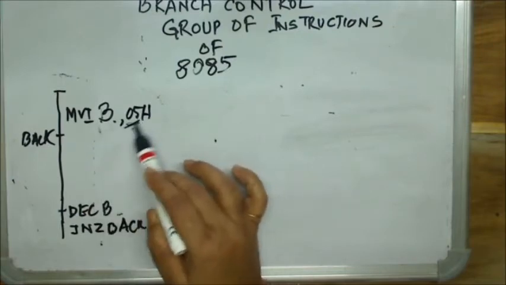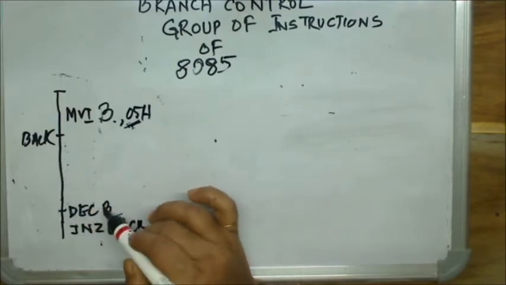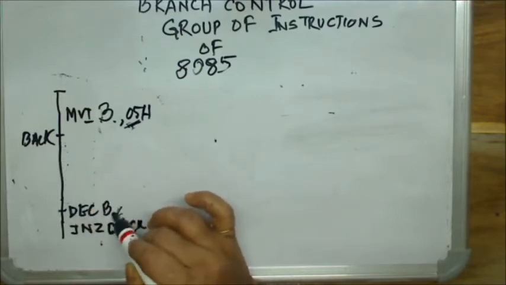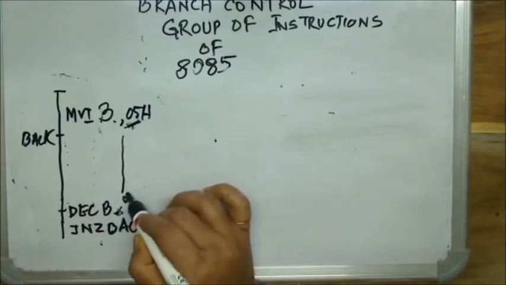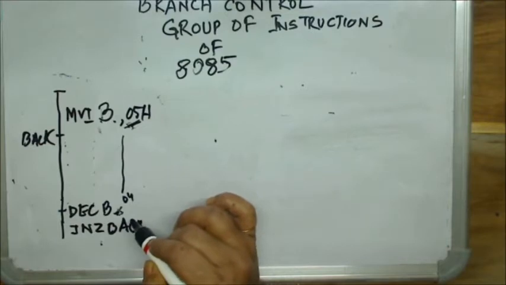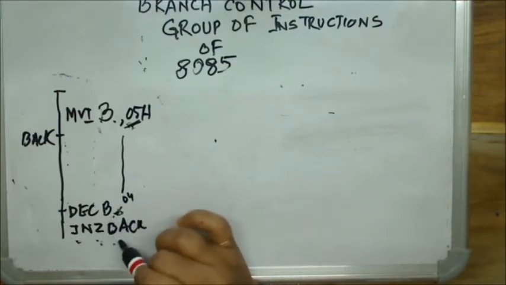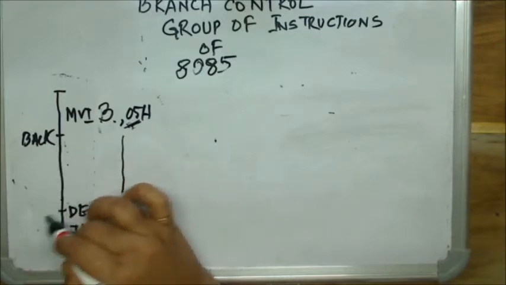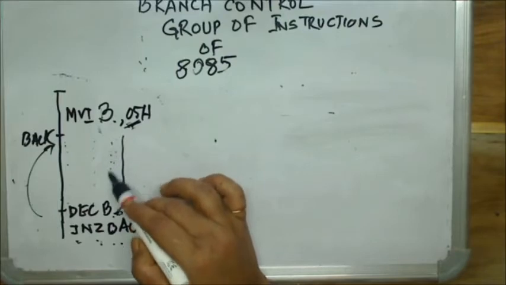I have initialized the counter with 5, then I am executing the program. When it comes to DEC B, after the first iteration, B will become 4. Jump if not 0: the count is not 0, so it will jump back. Again the program is executed.